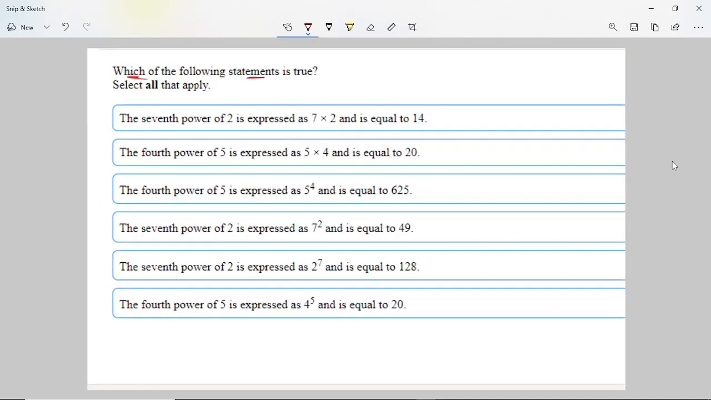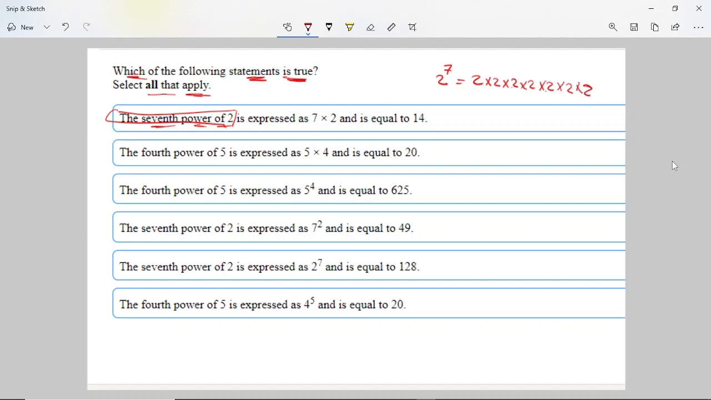Which of the following statements is true? Select all that apply. Okay, number 1. The 7th power of 2 means 2 to the power of 7, so 2 will be multiplied 7 times by itself. 1, 2, 3, 4, 5, 6, 7.